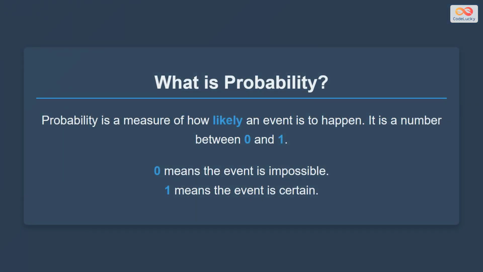First, let's quickly review what probability is. Think of it as a way to measure how likely something is to happen. Every probability is a number between 0 and 1. A probability of 0 means the event is impossible, while a probability of 1 means the event is absolutely certain to happen.